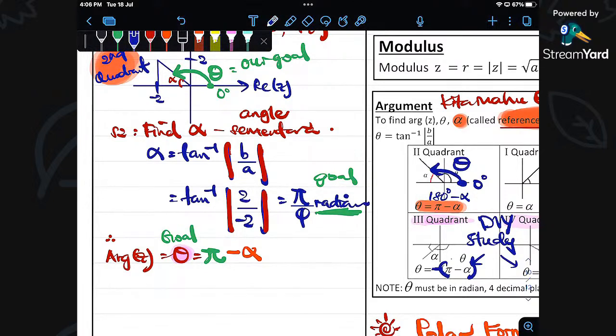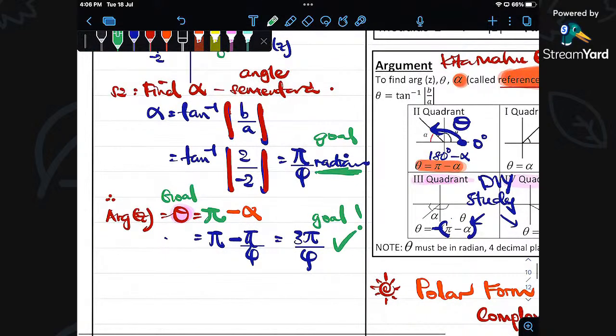Okay, so now our job is to finding the theta, iaitu pi minus alpha. The answer is actually 3 pi over 4. So this is the angle that we want. This is our goal. So your goal is almost done. Hampir dekat dah kita ni. So this is what we want.